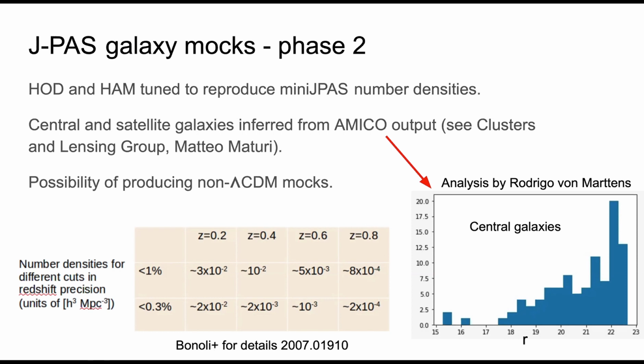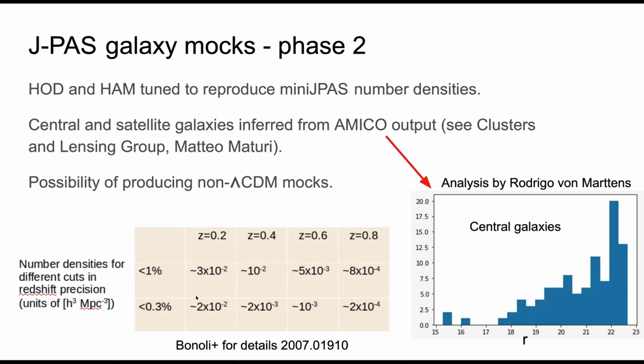And so once this phase 2 is completed, we're going to have really 3,000 galaxy mocks. And we are even considering the possibility of producing non-lambda CDM mocks, so as to have a fiducial model which is away from the standard cosmological model.